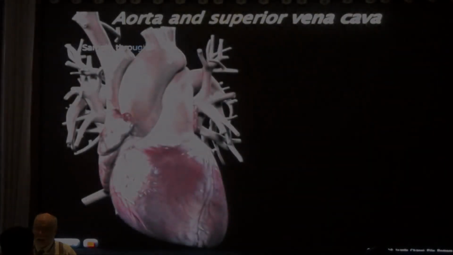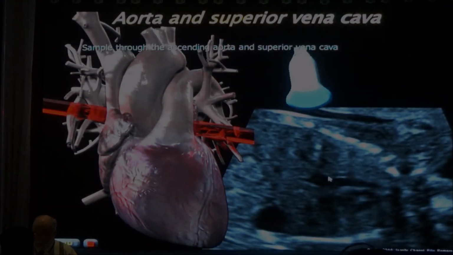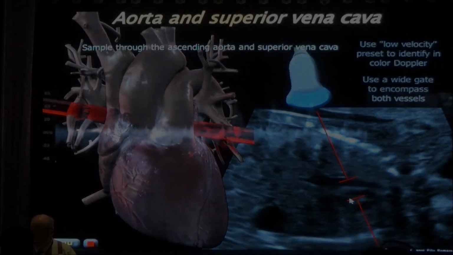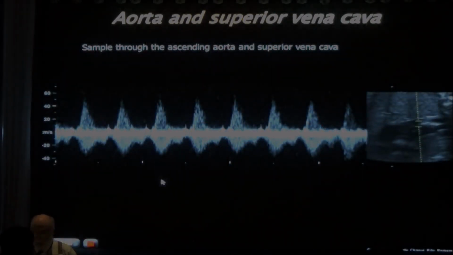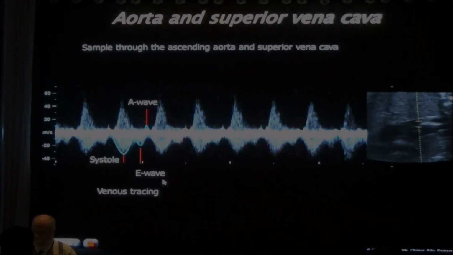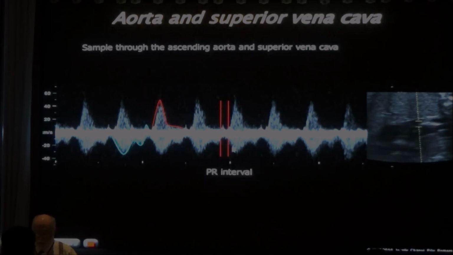So here we have the superior cava and aorta. You take a large sample at the aorta and superior cava here, and use one gate, and then you get a tracing of this. And here's the camel. So you see V, E, and A. V, E, and A. And you see A being on the other side is easy to recognize. Fundamentally, you go for the gap, and you measure the gap over here. On the aortic side, you have only the aortic side tracing, and so the PR interval is measured over here.